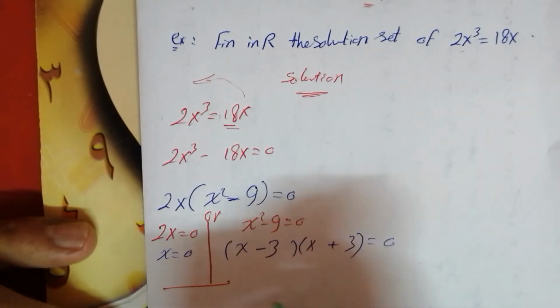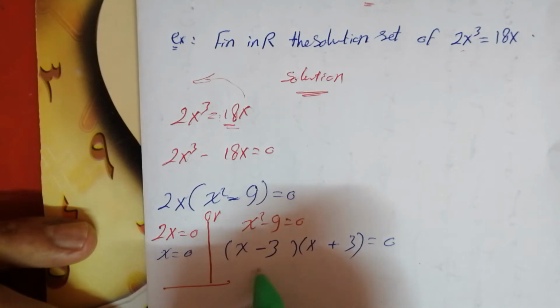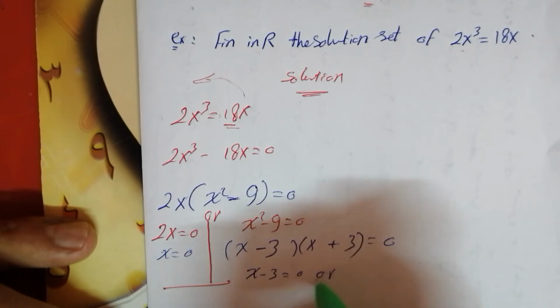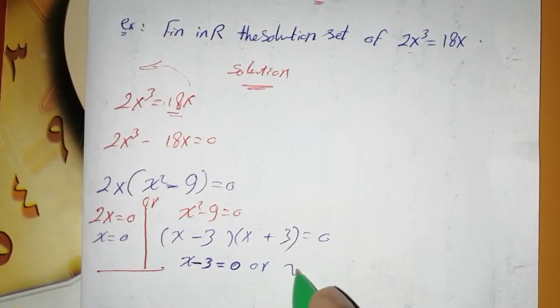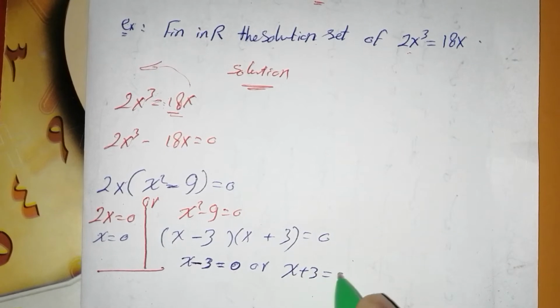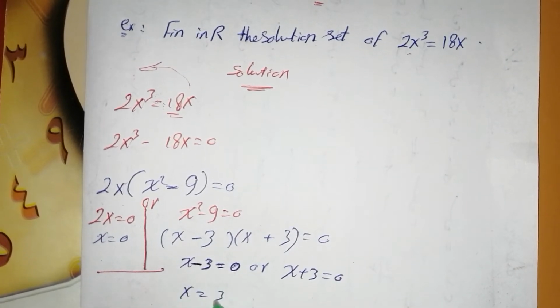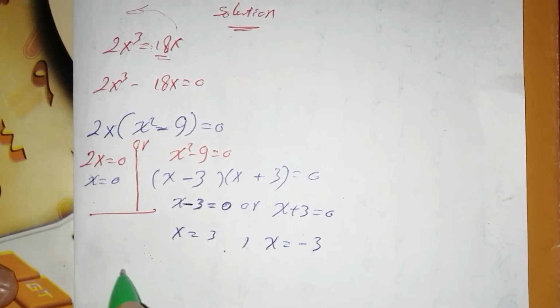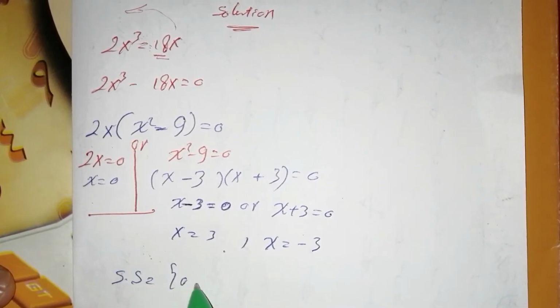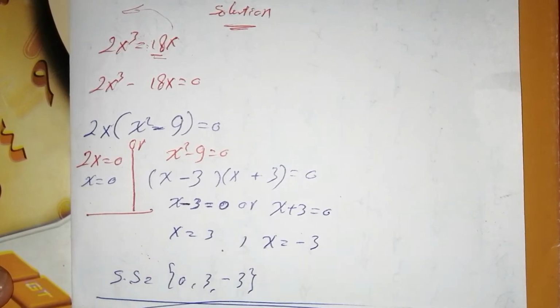So, maybe x minus 3 equals 0 or x plus 3 equals 0. So, x equals 3 and x equals negative 3. So, the solution set equals 0, 3 and negative 3, and this is the solution set for this equation.